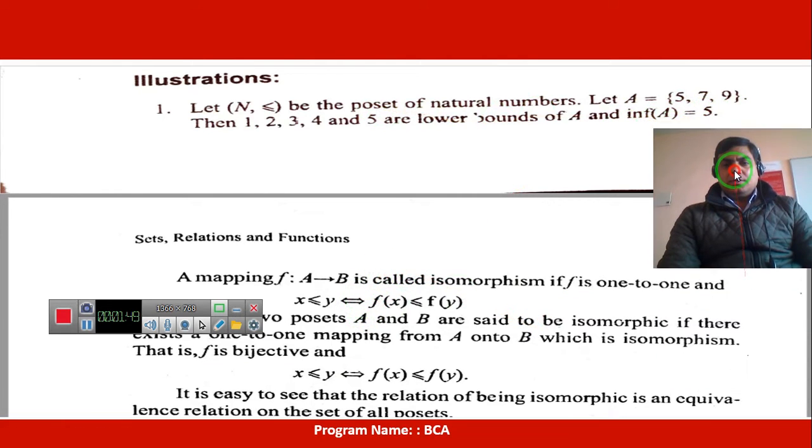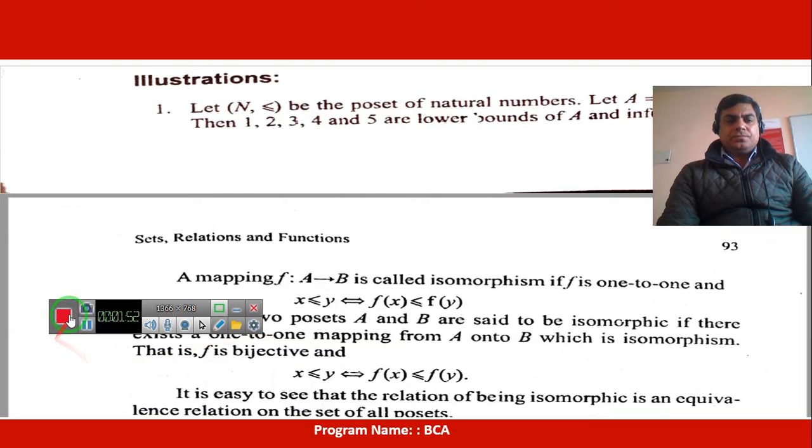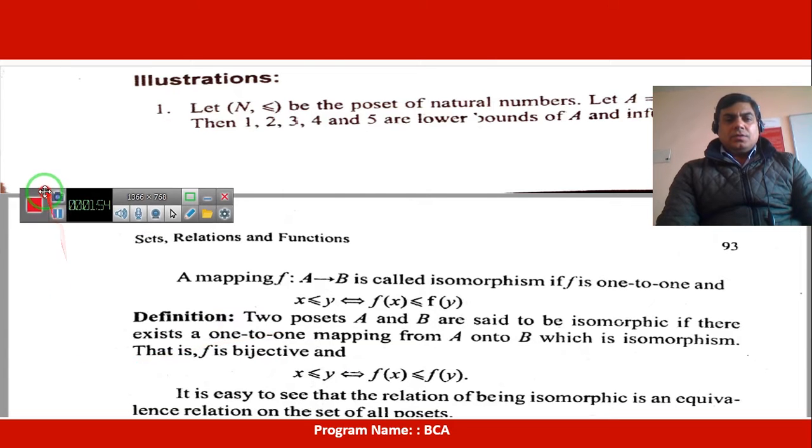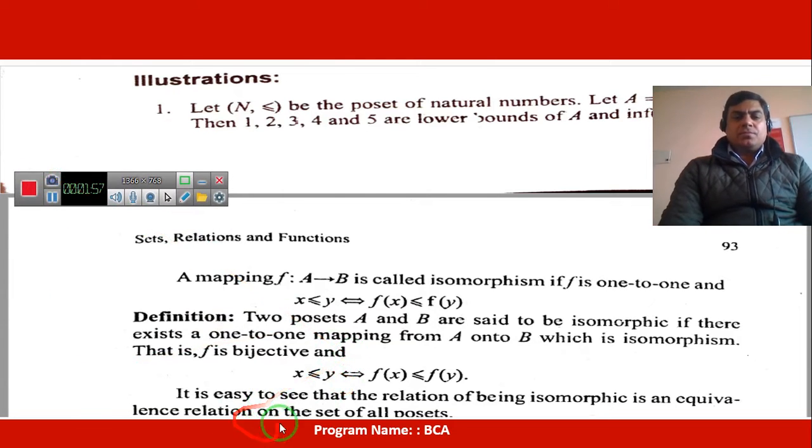Now we will discuss about the mapping. This is called homomorphism, meaning there is a one-to-one correspondence between the graphs. So mapping F from A to B is called an isomorphism if F is one-to-one and X relation Y implies there is a relation also between the images. If two elements have any relation, the images also have the same relation, so they are called isomorphic.